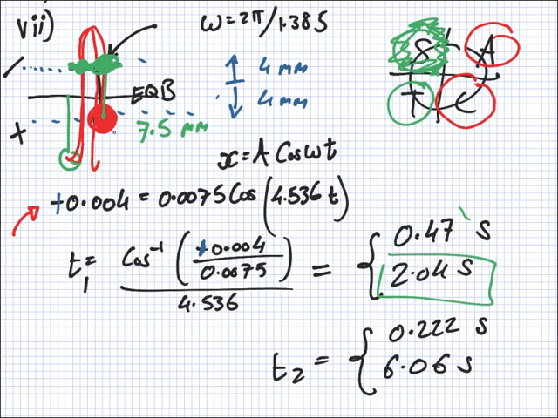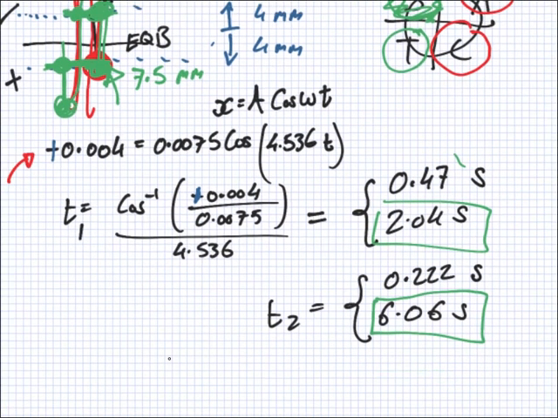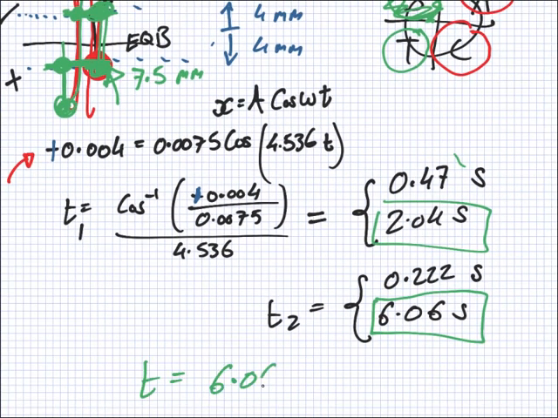And for the next one, why do we have a really small answer and a really big one here? Well, the really small answer represents the time to go from here to here, which is at -4. And the really big one is the time to go from here up and down to here. So which one do we take, first or second? Second, because we want to go to this one. So my final answer would be 6.06 minus 2.04, which is 4.02 seconds.